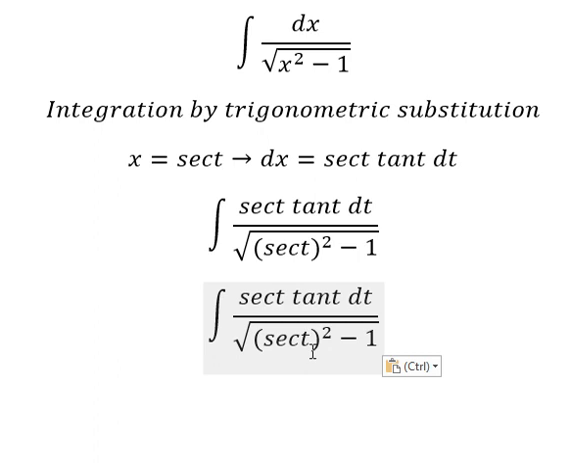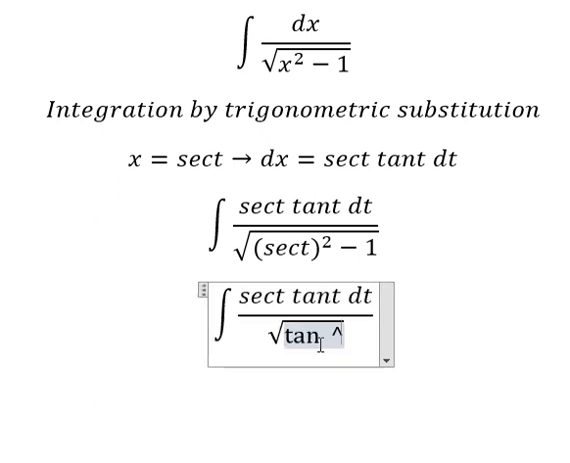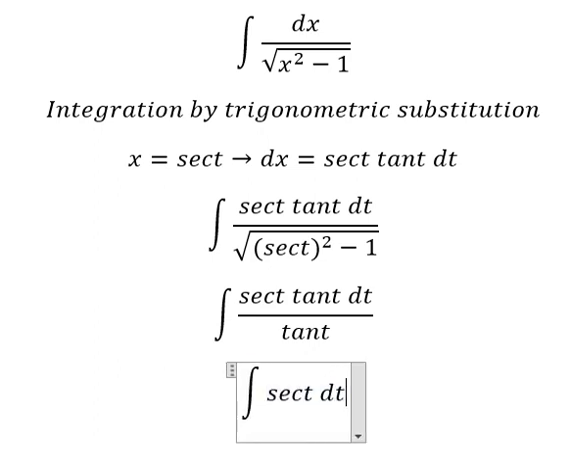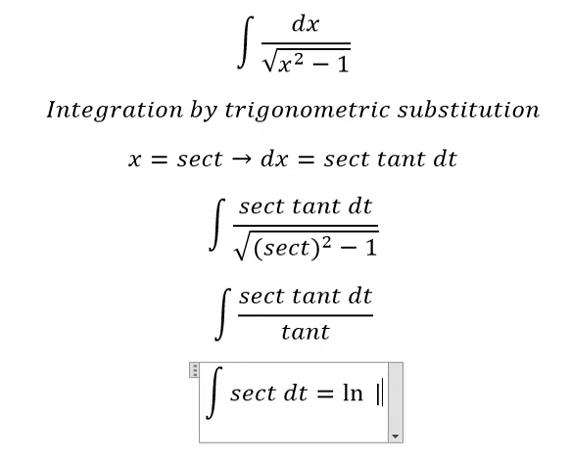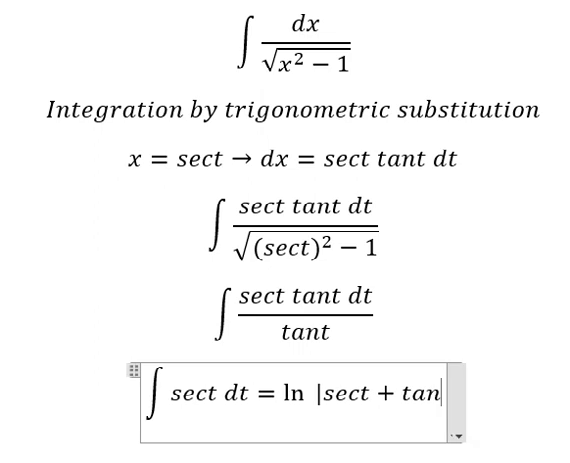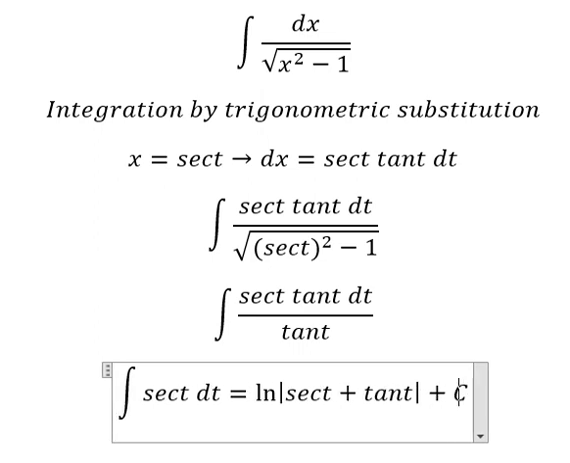So secant of t squared minus 1 we change for tan t squared. The square root of this one we change for tan t. So tan t divided by tan t. So the integration of this one, we have ln of the absolute value of secant of t plus tan t, and I will put plus c.